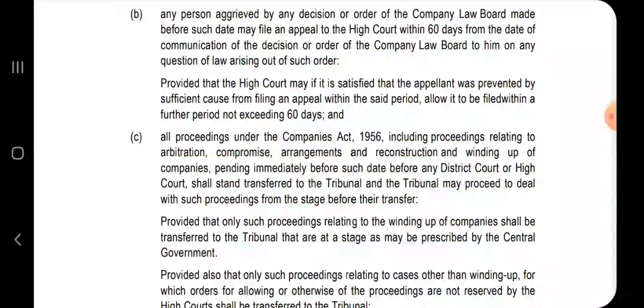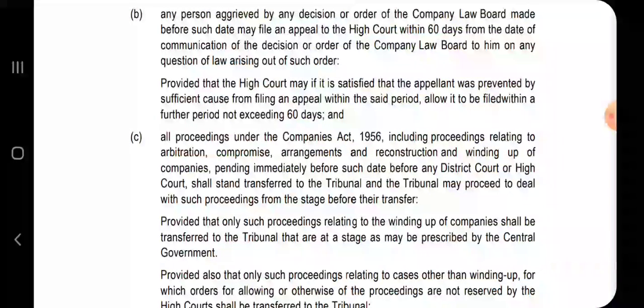All proceedings under the Companies Act 1956, including proceedings relating to arbitration, compromise, arrangements and reconstruction and winding up of companies pending immediately before such date before any district court or high court shall stand transferred to the tribunal, and the tribunal may proceed to deal with such proceedings from the stage they are transferred. It is saying that if there are any proceedings pending before the district court or the high court on matters relating to arbitration, compromise, arrangements and reconstruction and winding up, they shall now be transferred to the NCLT, and NCLT shall continue the case from where it has left.